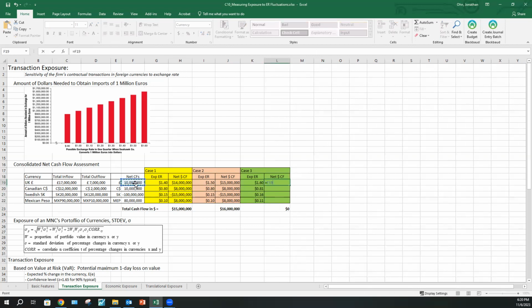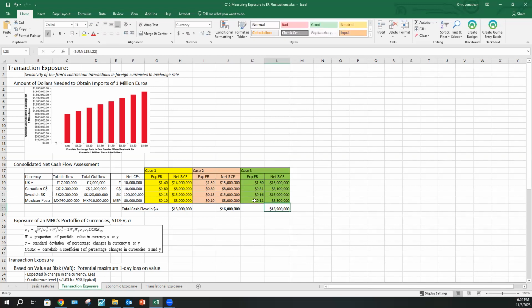So 10 million British pounds times 1.60. And this one is 10 million Canadian dollars at 81 cents. Swedish krona, 100 million. There. And here, 80 million Mexican pesos at 11 cents there.